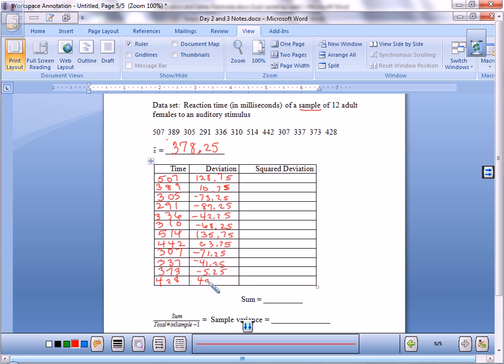Now the next step in determining standard deviation is to square that. What do you think we're going to do? L2 squared. Okay, first we need to move over into what column? 3. Move over into L3, and then enter a formula that makes it square L2.